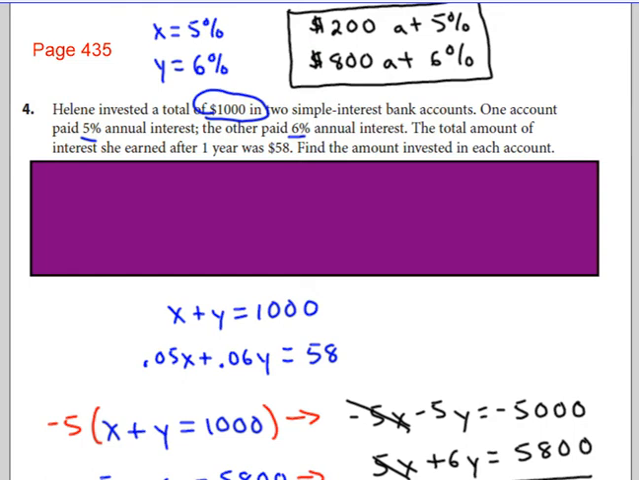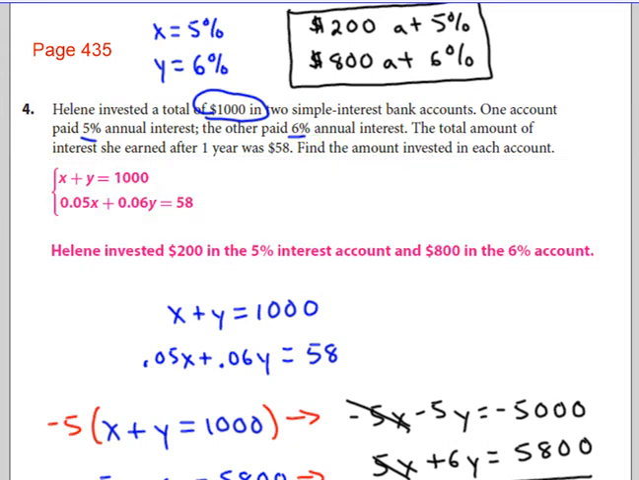Now, since I got this problem out of the book, whenever you do the homework in the book, you've got the nice thing that you can check your answers to make sure you're doing it right. So I want to illustrate that for you here. So underneath this, I have the answers. I'm going to check. Did I get it right? Look, so we get the same equations. Then Helen invested 200 at 5% and 800 at 6%. You guys, it's that easy.